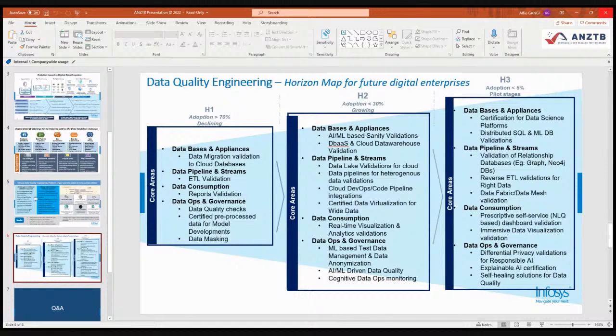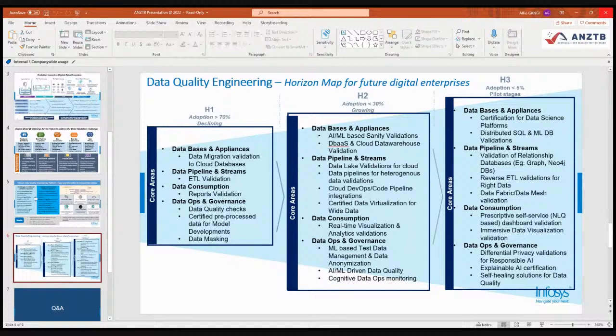Earlier we used to have some canned reports, and ad hoc reports being generated were very minimal, but I think now we've moved to real-time visualization and analytics validations. We still have a lot of report validations that happen on a day-to-day basis for insights and for decision making, but the trend on real-time visualization is catching up. So that's where it is. The adoption is less than 30% is what we see at this stage.